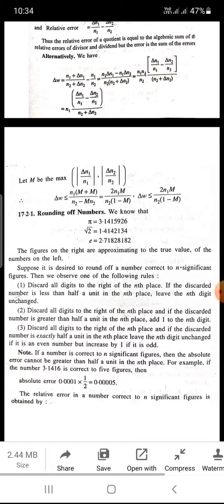One thing to remember, if a number is correct to n significant figures, then the absolute error cannot be greater than half a unit in the nth place. For example, if the number 3.1416 is correct to 5 figures, then absolute error is 0.0001 into half, this is equal to 0.00005. The relative error in a number correct to n significant digits is obtained. We will discuss the theorem next time. Thank you.